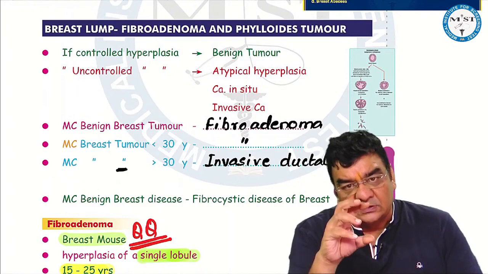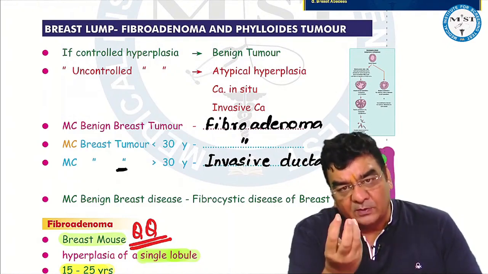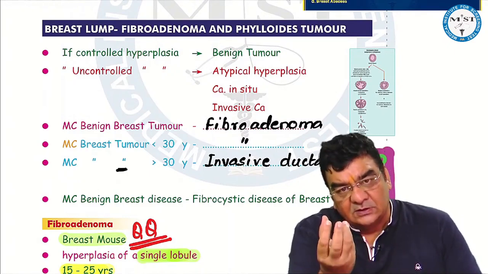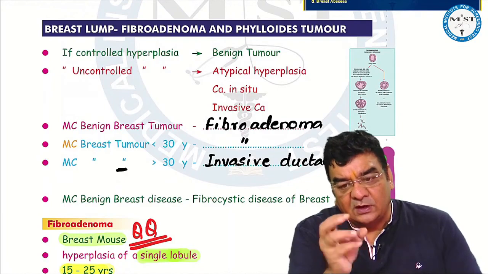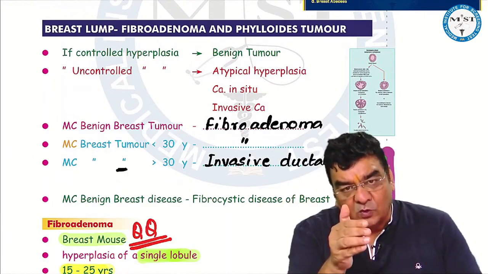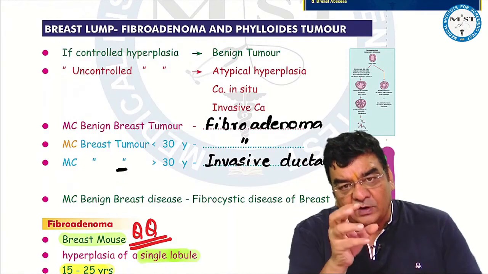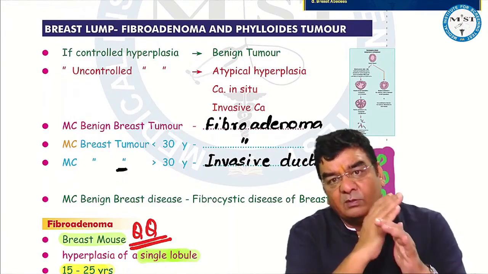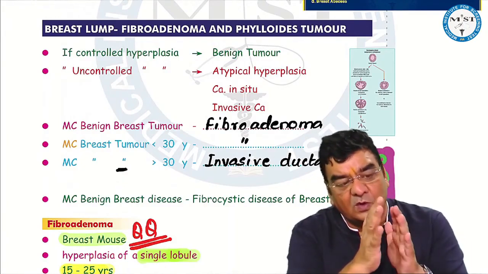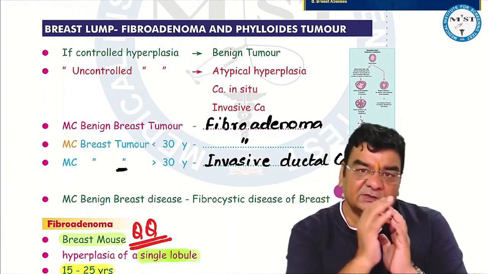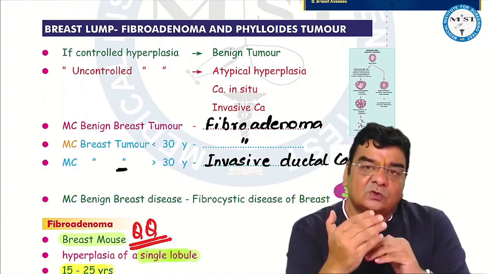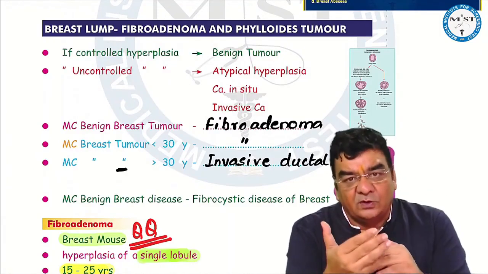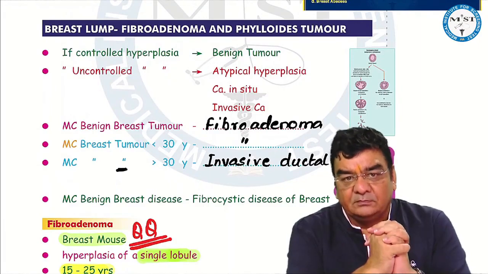If by chance there is controlled hyperplasia and it persists, it does not involute, then it will result in a benign tumor. But if the estrogen stimulation was more, then it will not be a controlled hyperplasia. There will be more mitosis and pleomorphism. So uncontrolled atypical hyperplasia can progress to carcinoma in situ and then to invasive carcinoma.